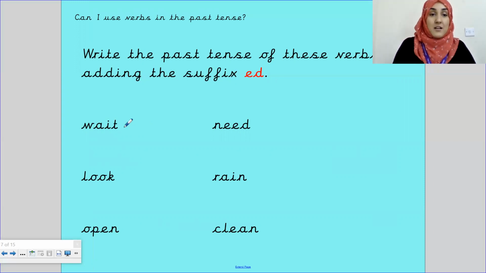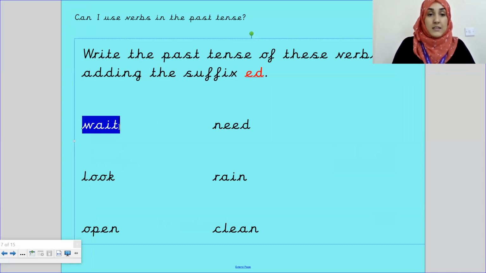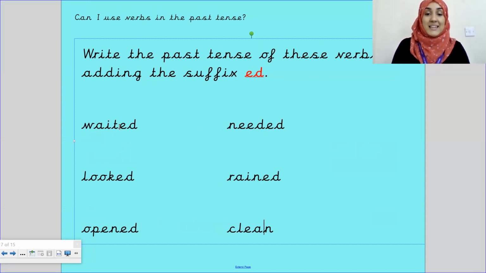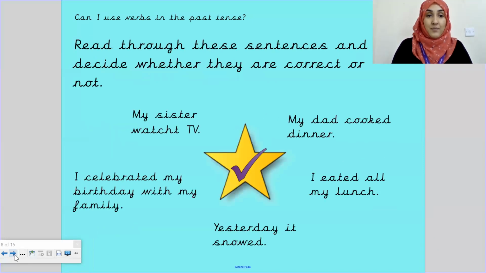Well done, Maurice class. So I am going to add ed here. Waited, needed, looked, rained, opened and cleaned. There we go. Fantastic. Okay, we are going to now play a little game.